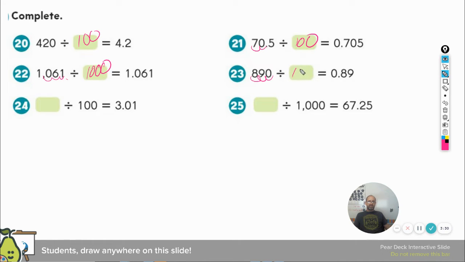That one moved 3 places. Oh, what moved their decimal 2 times to get 100? Well, if you take it the other direction, that's just multiplying. And if you take it the other direction, it's just multiplying.